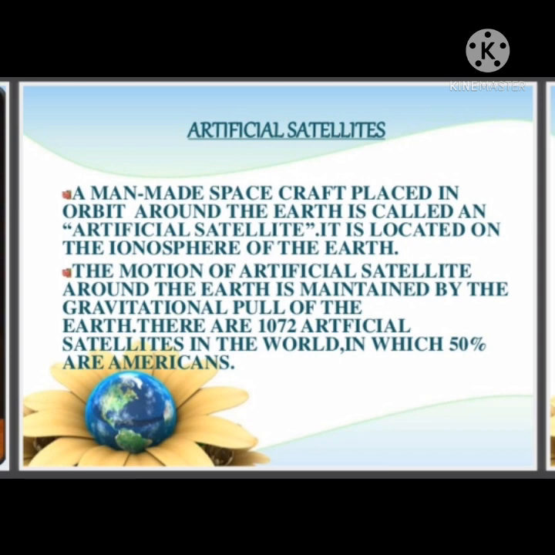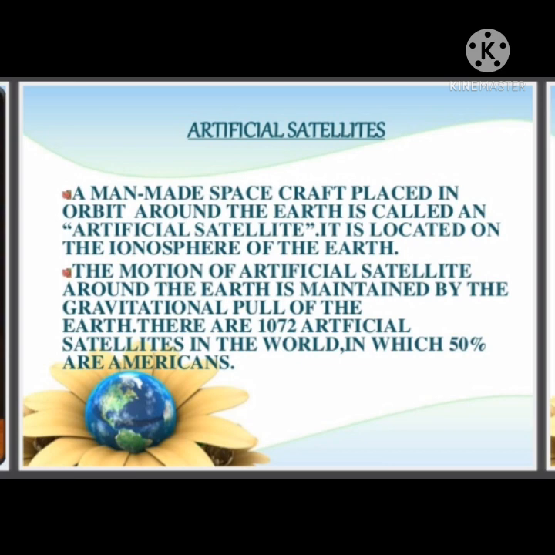Next, artificial satellites. When satellites are made by humans, they are called artificial satellites. A man-made spacecraft placed in an orbit around the Earth is called an artificial satellite. It is located in the ionosphere of the Earth. The motion of the artificial satellite around the Earth is maintained by the gravitational pull of the Earth. There are 1072 artificial satellites in the world, in which 50% are American.